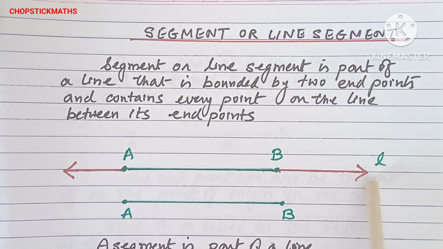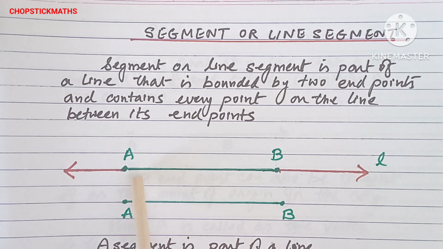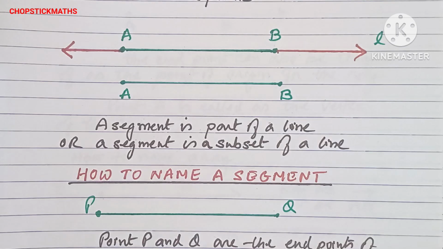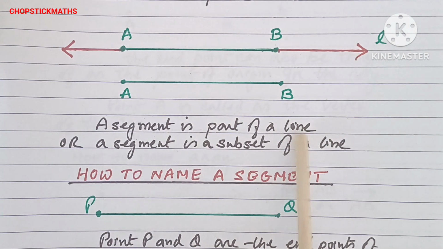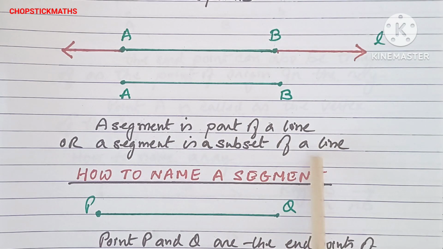You can see this is line L and there are two points that I have chosen, point A and point B. So this is the segment AB, and point A and point B are its endpoints. So segment AB can be defined as a part of the line that is bounded by two endpoints A and B and contains all the points on the line that are in between point A and B. So this is segment AB. I have drawn it over here separately. Now, a segment is part of a line, or technically we can say that a segment is a subset of a line.